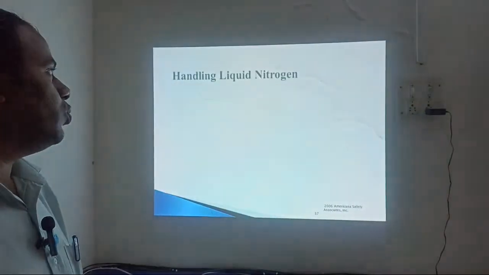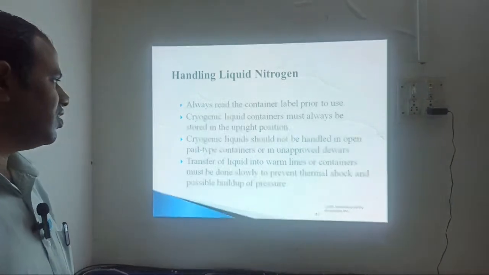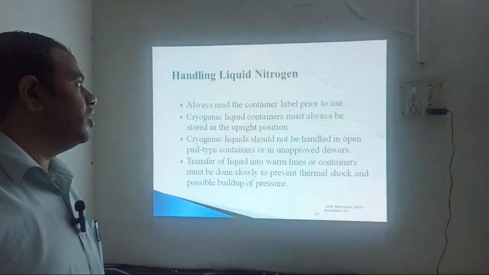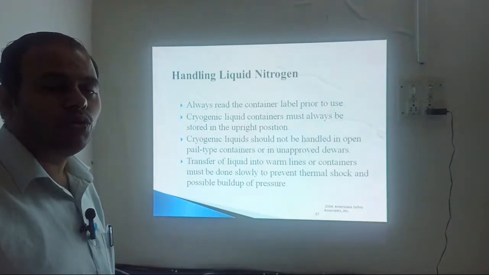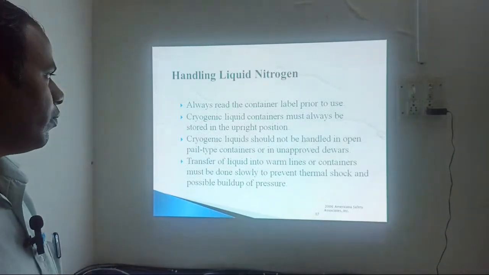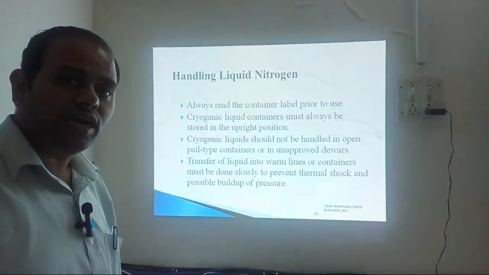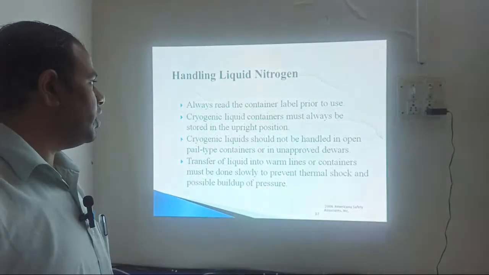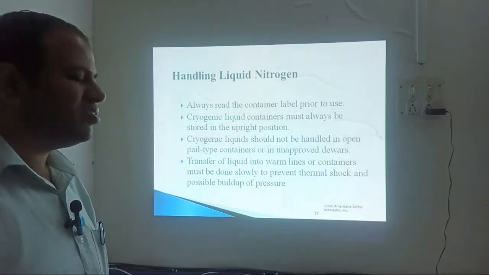So in need, you have to handle the liquid nitrogen very carefully. There are certain steps. You have to read all the container labels and all the precautions labeled on the container properly while using the liquid nitrogen. And whatever cryogenic containers are present, they must always be kept in an upright position in order to avoid the spill of nitrogen.